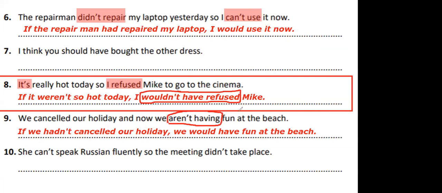What is that? This is right now. We aren't having fun at the beach right now. If we hadn't canceled our holiday, we would have had fun at the beach right now. Is that correct? Yes, because it's a present. It's incomplete.